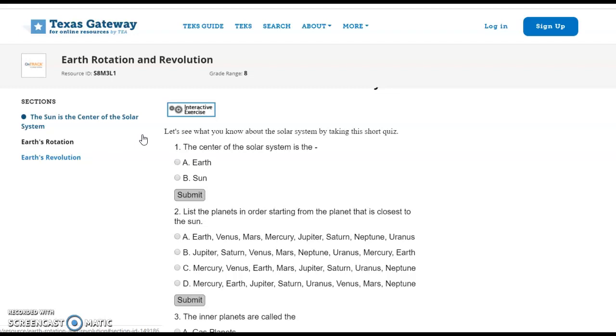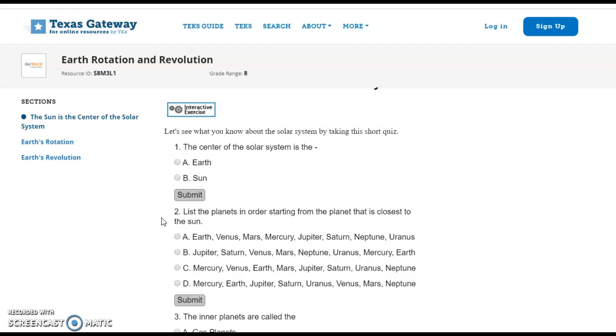1. The center of the solar system is the A, Earth, or B, Sun. And then, of course, you'd select your answer and click Submit. Number 2, list the planets in order, starting from the planet that is closest to the Sun. A, Earth, Venus, Mars, Mercury, Jupiter, Saturn, Neptune, Uranus. B, Jupiter, Saturn, Venus, Mars, Neptune, Uranus, Mercury, and Earth. C, Mercury, Venus, Earth, Mars, Jupiter, Saturn, Uranus, Neptune. Or D, Mercury, Earth, Jupiter, Saturn, Uranus, Venus, Mars, and Neptune.